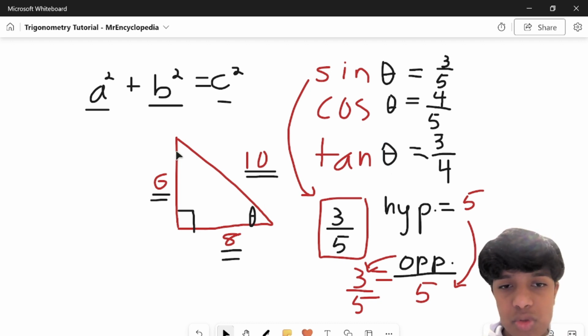Now here's an example triangle with the theta on the bottom right and the right angle on the bottom left. So obviously 10 is going to be the hypotenuse, 6 is going to be a leg, and 8 is going to be a leg, probably the longer leg.